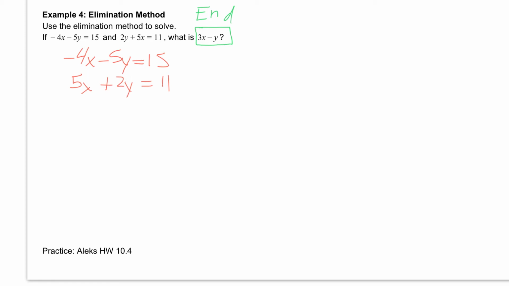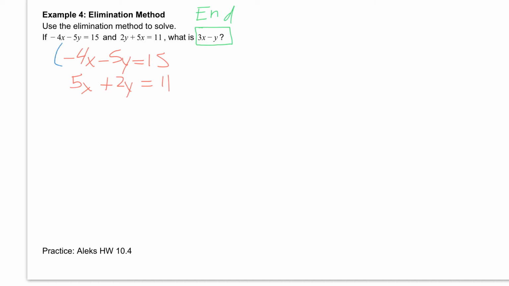And then from here, I'm going to solve using the elimination method. If I look at my coefficients in front of my x's, they are not opposites, and neither are my coefficients in front of my y's. I'm looking at my smaller x coefficient, which is 4. There's really no nice number to multiply 4 by to get 5. So let's check the y's. There's really no nice number to multiply 2 by to get 5. So now I'm going to need to multiply both equations.